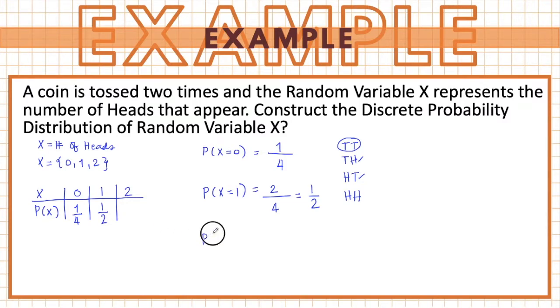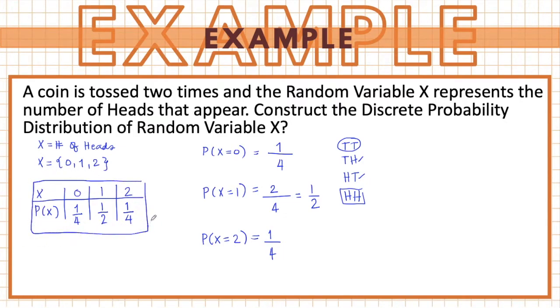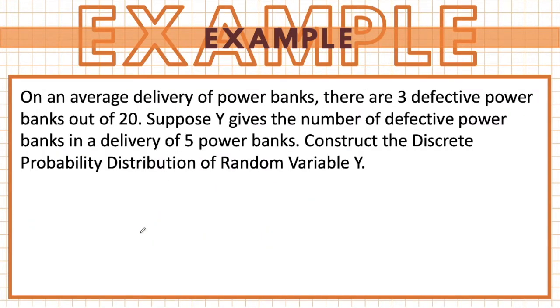Next, probability that x is equal to 2. So, ibig sabihin ng x is equal to 2, dalawa yung heads na lalabas sa outcome. So, we have one favorable outcome for that, which is heads, heads. So, that is 1, again, over all possible outcomes, 4. So, the probability that x is equal to 2 is 1/4. And this table is what we call, again, the discrete probability distribution. Okay? So, in discrete probability distribution, we compute for the probability of each random variable. Okay, next. Let's proceed to the next problem.